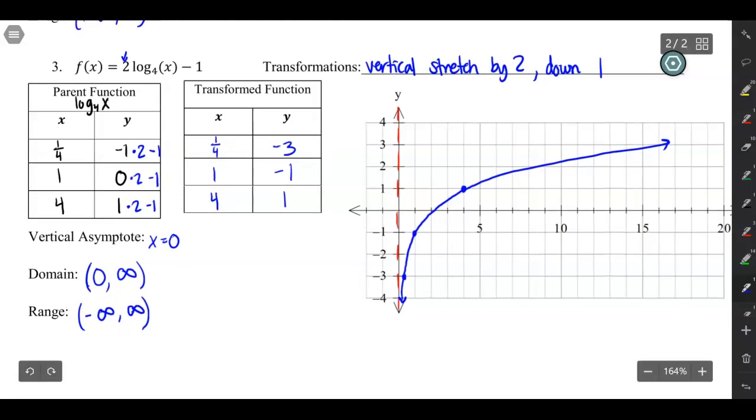Alright, I hope this has been useful for you guys as you continue practicing graphing transformations of logarithms.